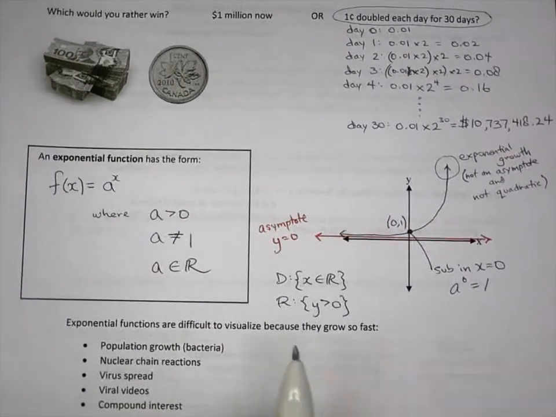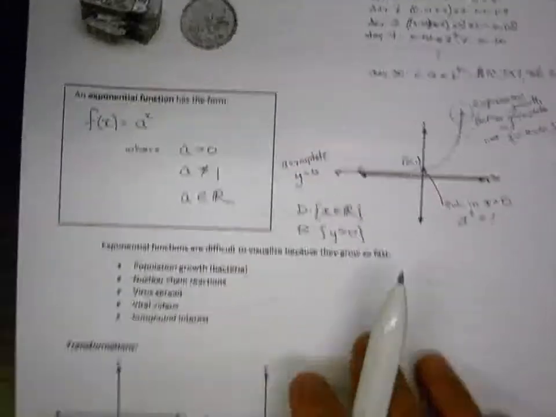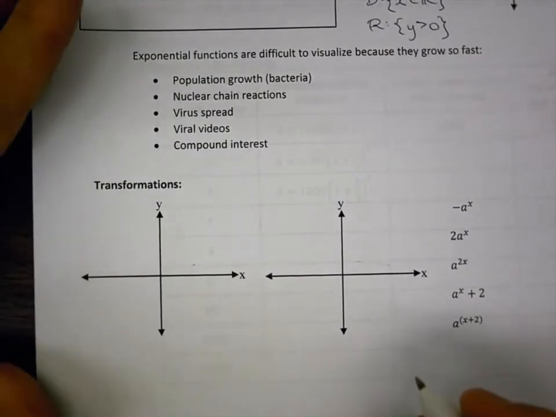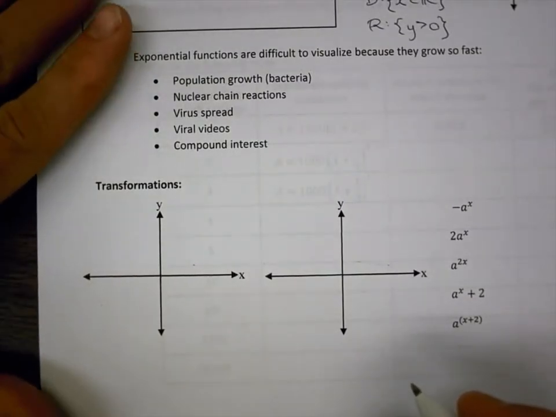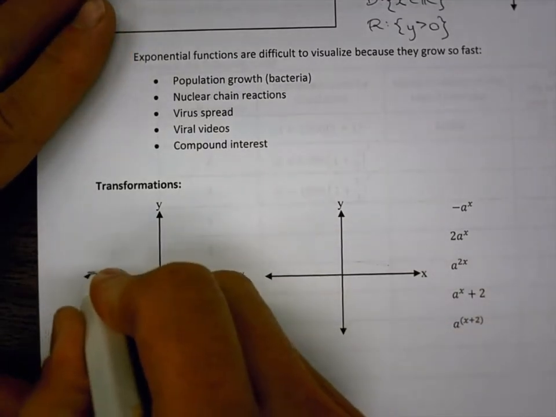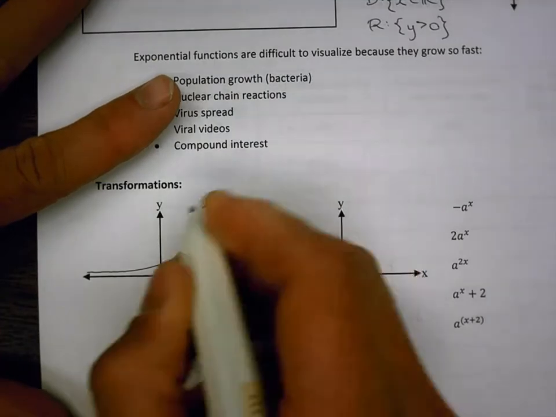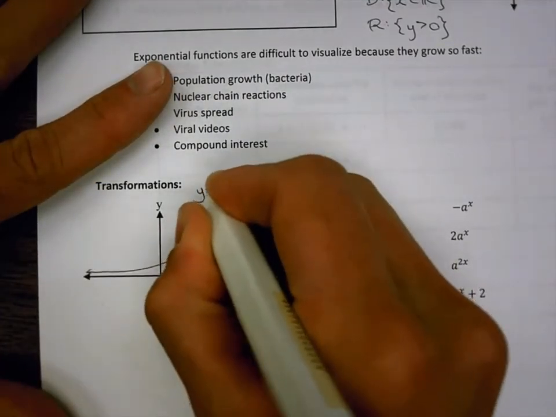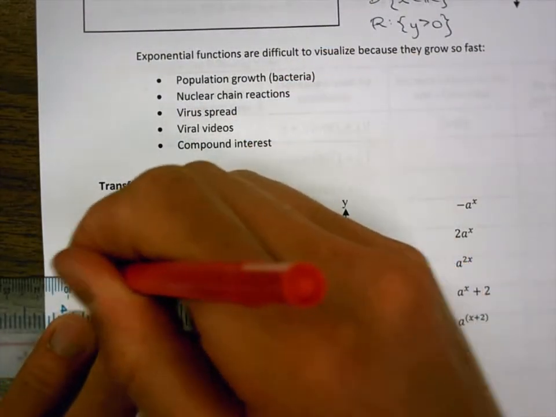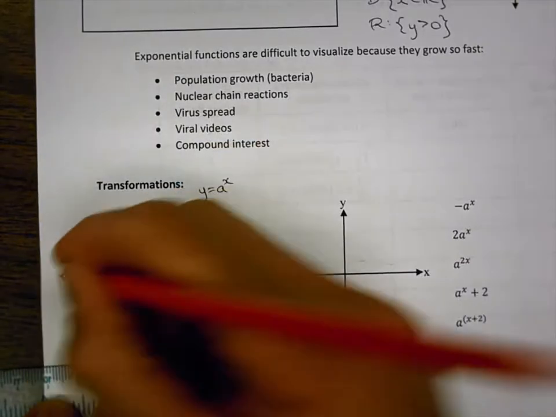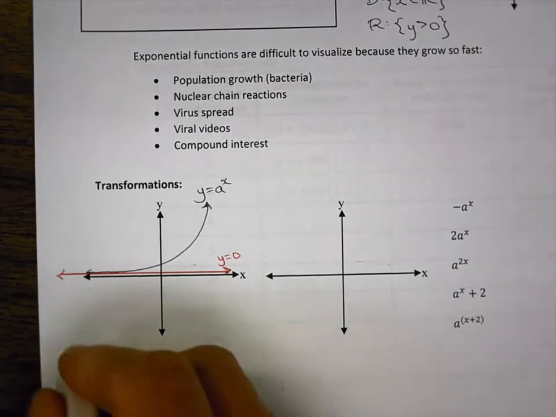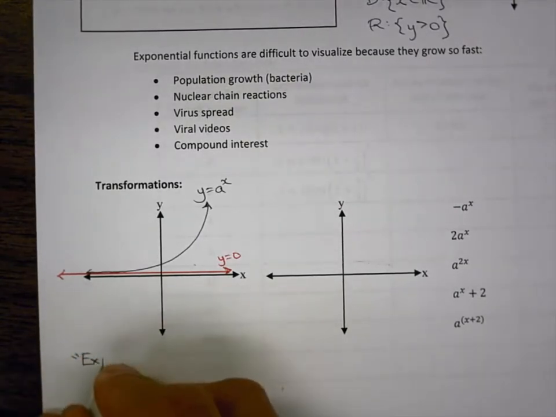So now that we understand the function, we have a bit of an intro to the function. The next thing we're able to do is look at transformations. Let's start with just drawing this function one more time. Y equals a to the power of x. And I'm going to put my asymptote in there. Y equals 0. This is called the exponential growth function.